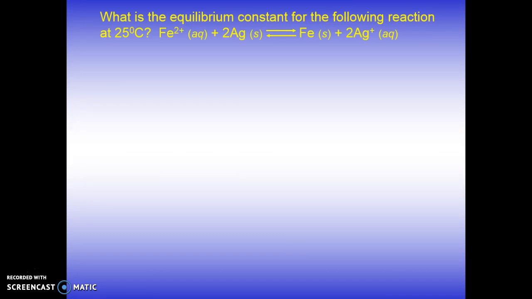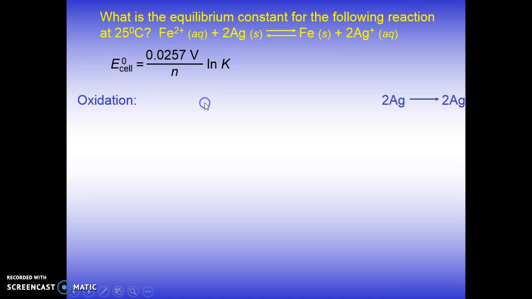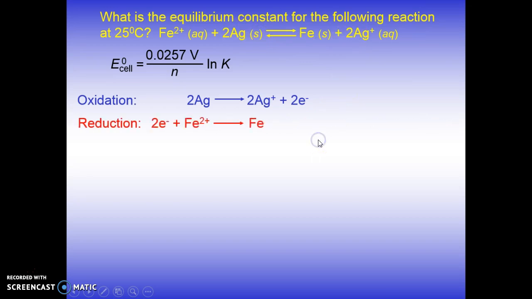So we've got this chemical reaction, iron ions reacting with silver metal and going to iron metal and silver ions. What is the equilibrium constant for this reaction? Well, we're going to start off figuring out what the voltage of the cell is, because we can do that. To get this guy, we're going to figure out this guy first. So oxidation, we know, is going to be silver going to silver ions. Reduction is iron ions going to iron. We've got 2 electrons there, so we're good. Total of 2 electrons involved.